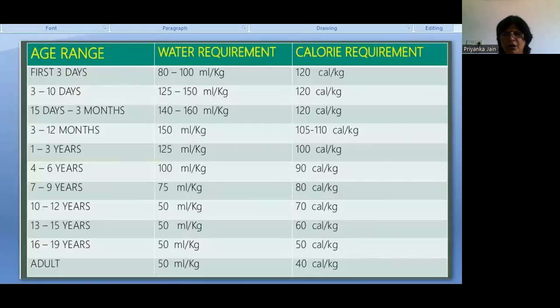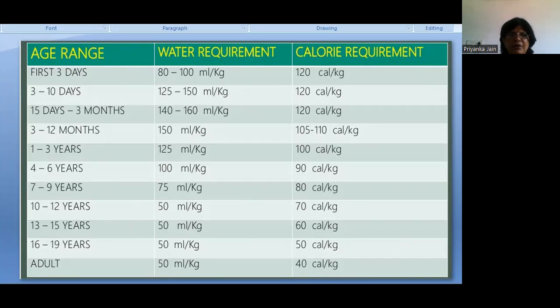Now, how much water we should take and what are the calorie requirements for the day? In the newborn period, first day, body requires water 80 to 100 ml per kg and the calorie requirement is 120 calories per kg. First 3 to 10 days, it requires water 125 to 150 ml per kg and calorie required is 120 calories per kg. 10 days to 3 months, 140 to 160 ml per kg and calorie requirement is 120 calories per kg. 3 to 12 months, 150 ml per kg and calorie requirement is 100 to 110 calories per kg.